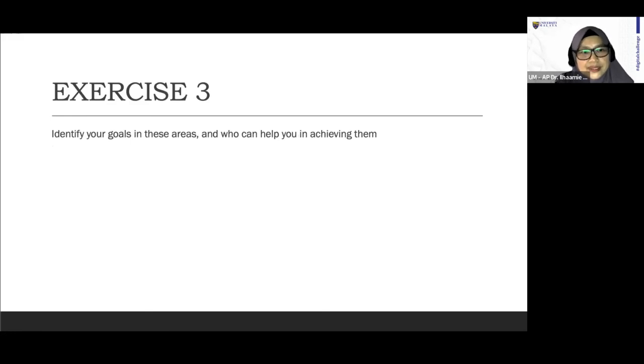Right, so this is our third exercise. Identify your goals in these areas and who can help you in achieving them. We are not going to break you into breakout rooms, but we are going to check here. I give you 5 minutes to think of how you are going to do this. How are you going to achieve those 5 R? How are you going to get those 5 R characters?